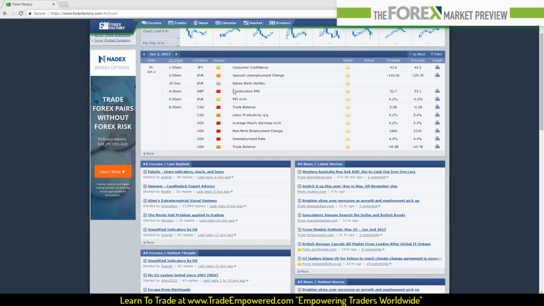Now, again, we don't trade off of fundamentals here at Trade Empowered. I'm a chartist, a technician, so I trade what I see on the charts, but I do think it's important to be aware of what news events are on the radar, especially those which can cause the funky moves where the market acts out of its norm for short periods of time, because you want to avoid those. You don't want to take any unnecessary losses.